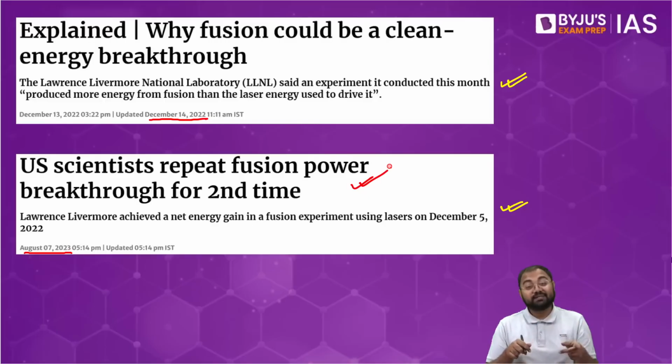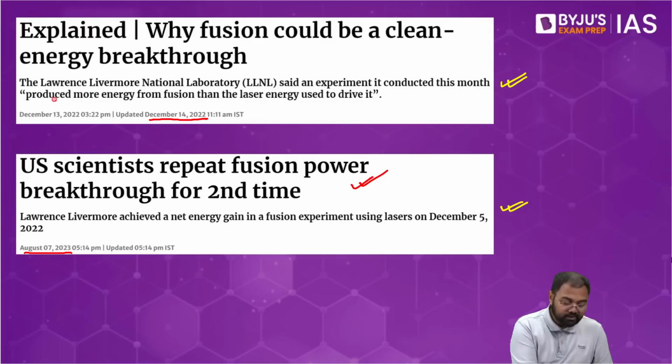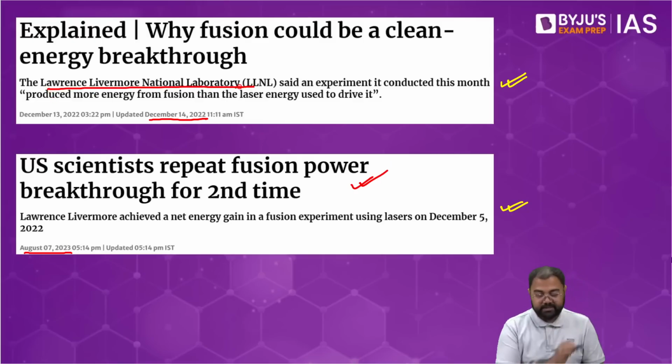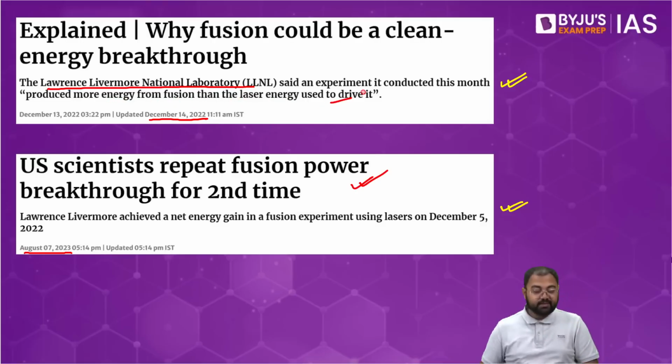That is why I'm saying that experimentally we have succeeded, but real life scenario we haven't, because we are using a lot more energy to make nuclear fusion work. Now, for the first time last year, the Lawrence Livermore National Lab in the US, they were able to produce more energy from fusion than the laser energy that was used to drive it. Right. So that's why for the first time they were able to generate more energy than the energy that they are consuming in the operation.